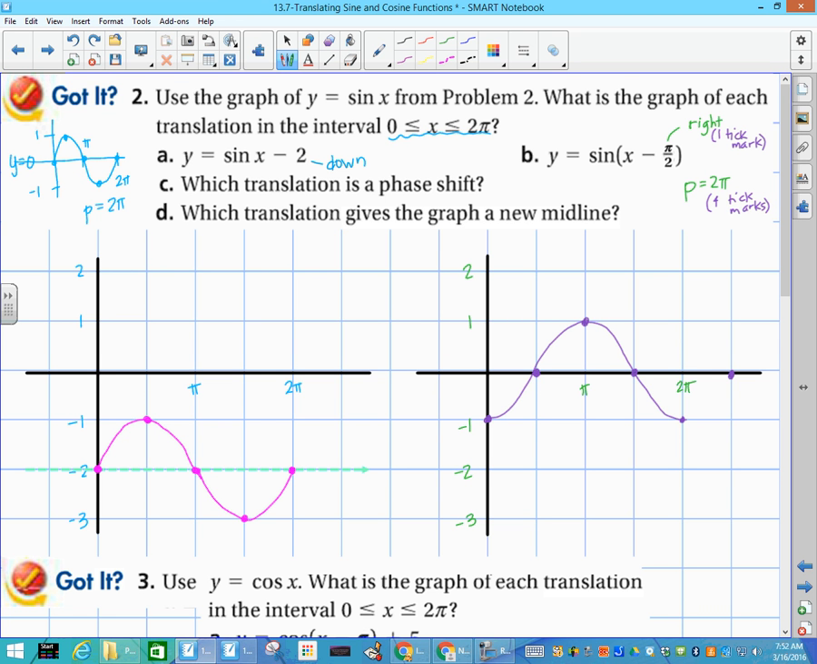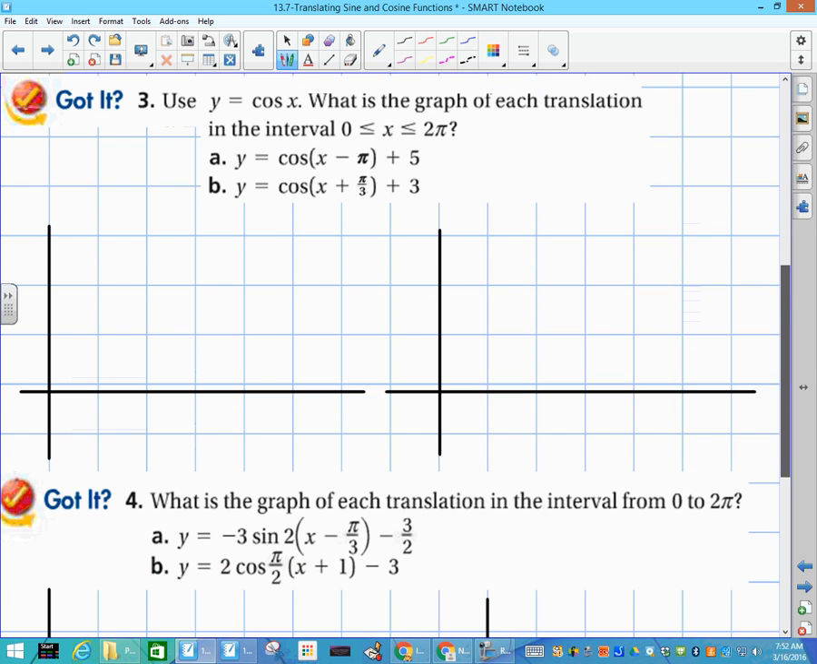Which translation is a phase shift? So which one is a phase shift going left or right? That, of course, is B. And which translation gives a new midline? As you saw, we did that in part A. So we're good to go. All right, look at the next one.